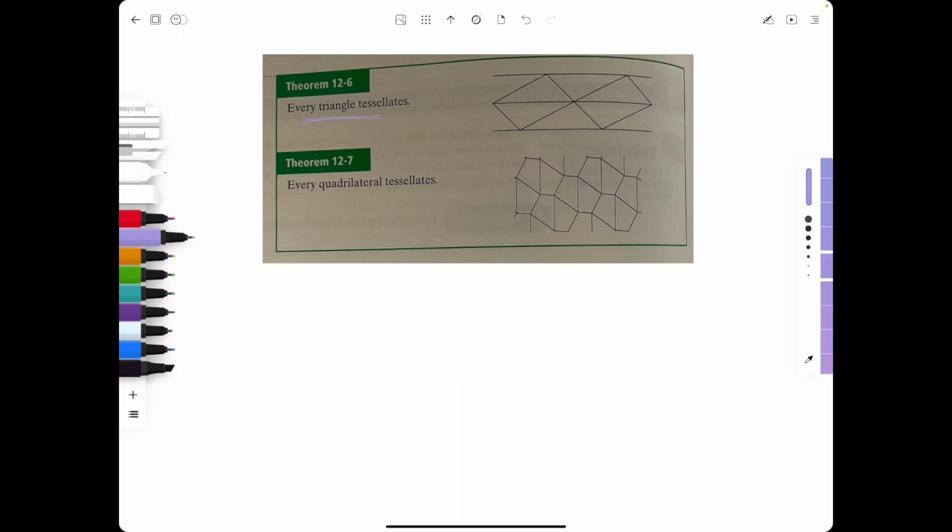Every triangle tessellates. Why do you think that is? Because it's a triangle. Well, how many degrees are there in a triangle, what we just learned here? So it's always going to fit in that formula. There's always going to be 180 degrees in a triangle. 360 is divisible by 180. It's just 2. So it can tessellate.